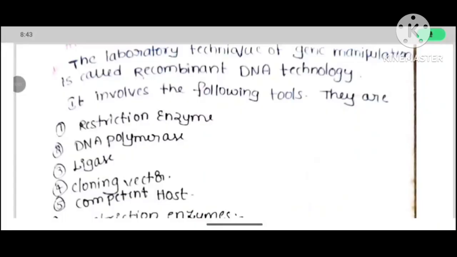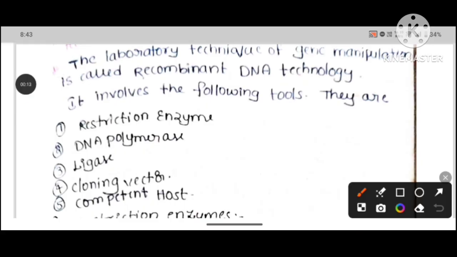Everyone, welcome to Biosite. In this lecture, we are going to discuss the tools of recombinant DNA technology. What is rDNA technology? It is a laboratory technique of gene manipulation. Basically, we replace or manipulate the genome of one organism with a desired gene. For this gene manipulation, we require certain tools in rDNA technology.